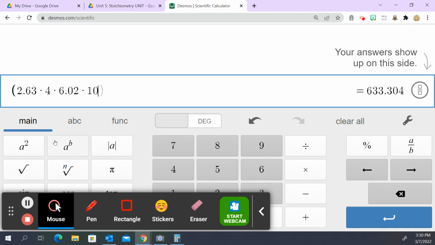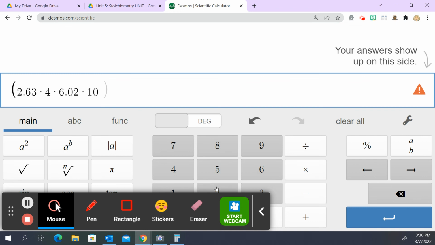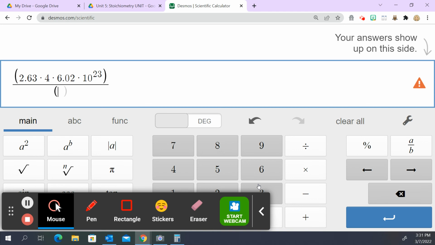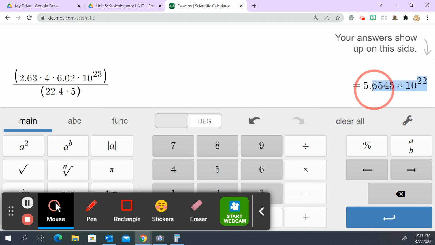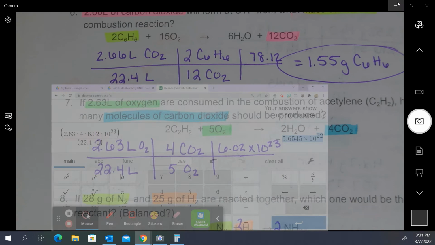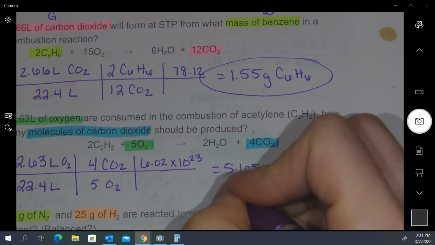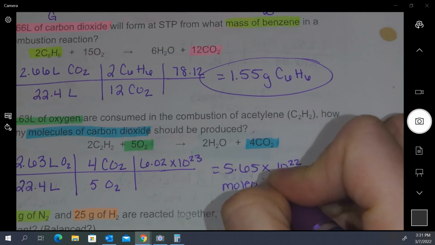This AB button? So times 10, and we're going to get 23rd, and then close our parenthesis. And then we're going to divide that and start a new parenthesis. We're going to divide that by 22.4 times 5. And then your number is right here, 5.65 times 10 to the 22nd. You need that times 10 to the 22nd in your final answer. Okay, so 5.65 times 10 to the 22nd. Units will be molecules of what? You guys are rock stars.